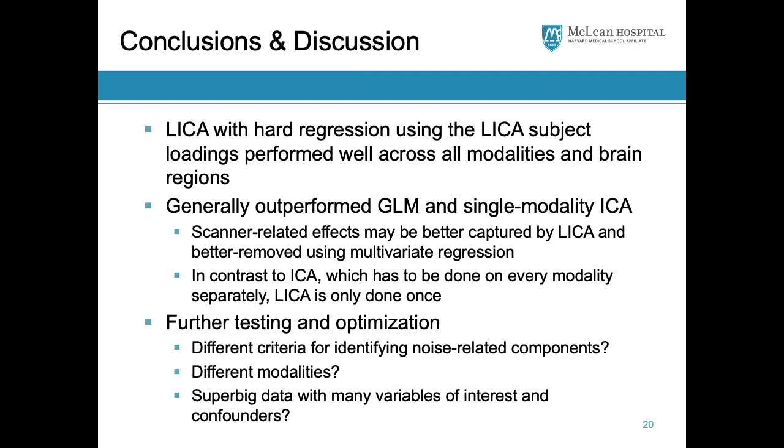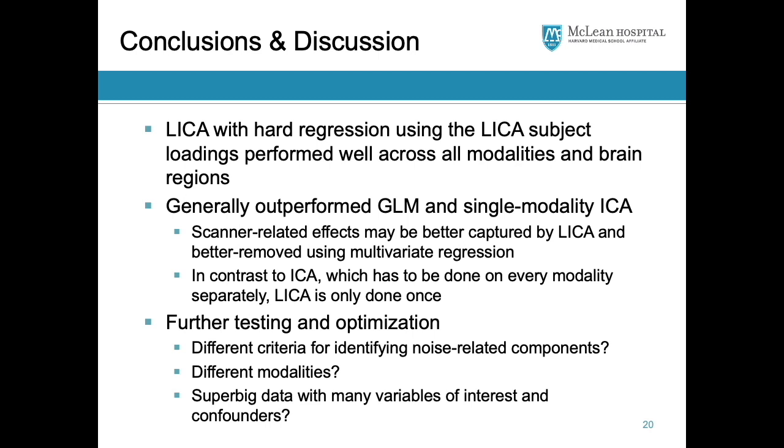So in conclusion, linked ICA with hard regression using the subject loadings performed well across all modalities and brain regions and generally outperformed GLM and single modality ICA. And this may be for a variety of reasons, but a couple are that scanner-related effects may be better captured by linked ICA and better removed using multivariate regression. In contrast to ICA, which has to be done on every modality separately, linked ICA is done only once. So that's definitely an advantage. Even though it's somewhat challenging to implement, you only have to do it one time.